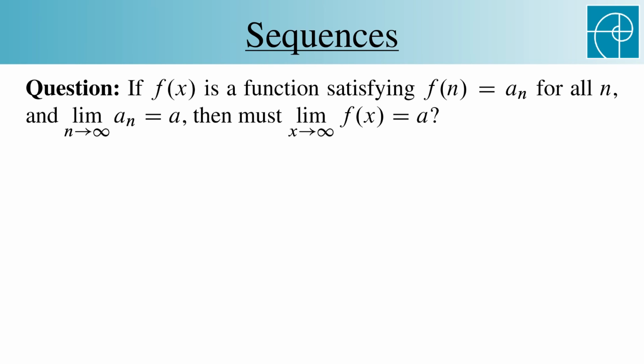Let's end with a question that asks, in essence, whether we can reverse this process. If f of x is a function satisfying f of n equals a sub n for all n, and the limit as n goes to infinity of a sub n equals a, then must the limit as x goes to infinity of f of x also equal a?